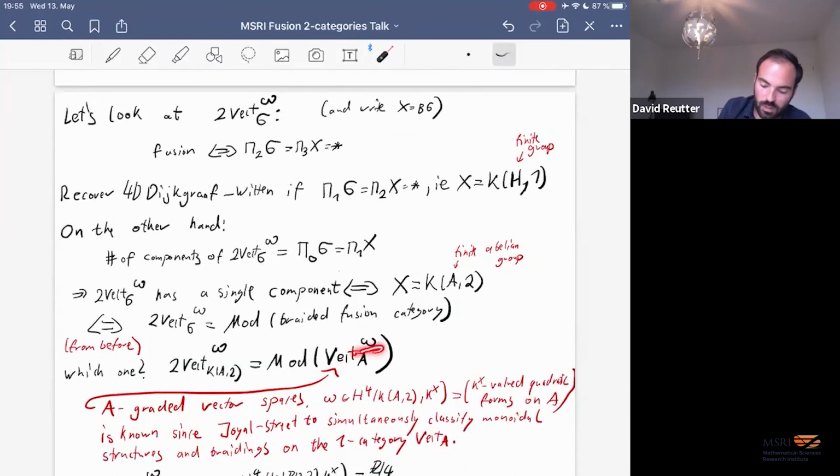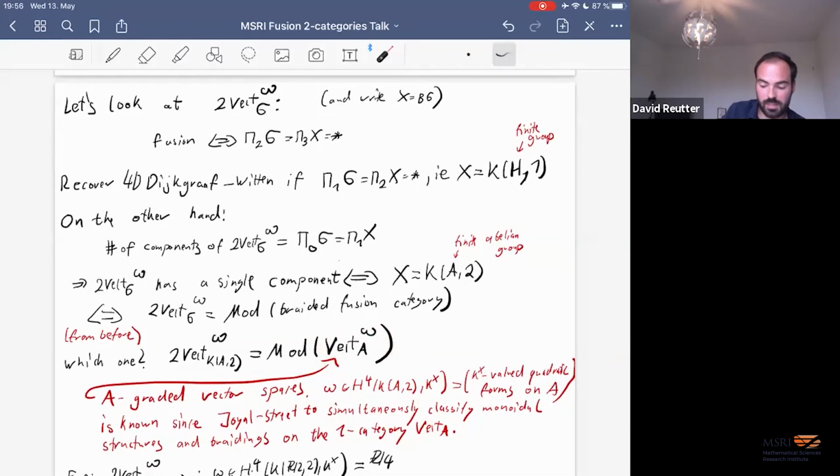And what's this cocycle here and here? Well, on this side, we just required it to be a 4-cocycle of this space, whatever the space is. And in this case, it's a KA2. So we know that 4-cocycles for KA2, this goes back to Joyal-Street, I think, are just K-valued quadratic forms on A. And they precisely classify monoidal structures and gradings simultaneously on the one category Vect A. So twisting the monoidal structure in this monoidal 2-category corresponds, in this case where there's a single component, but only in this case, to twisting both the monoidal structure and the grading on Vect A simultaneously.